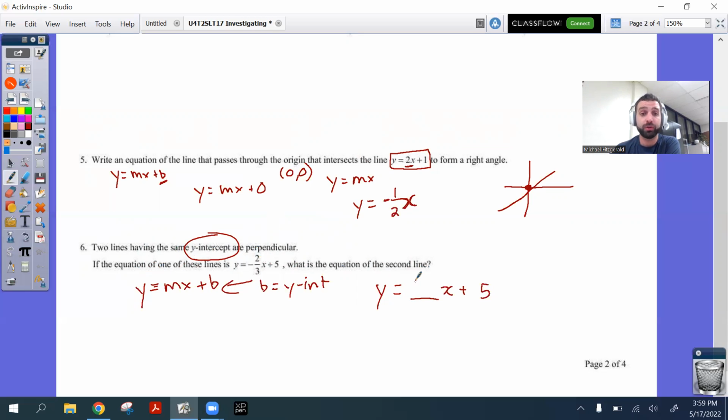Well, it's the opposite reciprocal. I'm going to be saying that 1,000 times. So the opposite of -2/3 would be +2/3, so it can be a plus there. Well, the reciprocal of 2/3 is 3/2. So it's y = 3/2 x + 5.